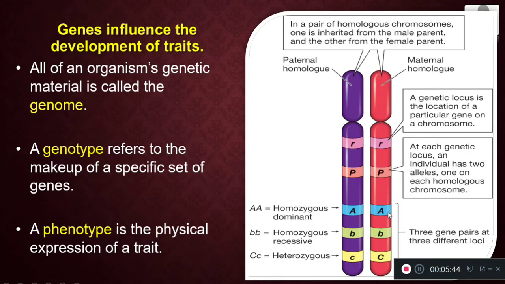Okay, so this combination of alleles is homozygous, because the letters are capital, which stands for the dominant allele. So this is homozygous dominant because we have two dominant alleles, or homozygous recessive because we have two recessive alleles. And this is heterozygous, with one dominant allele and one recessive allele. All of an organism's genetic material is named the genome. So the genome is all of the genetic material that the organism has.